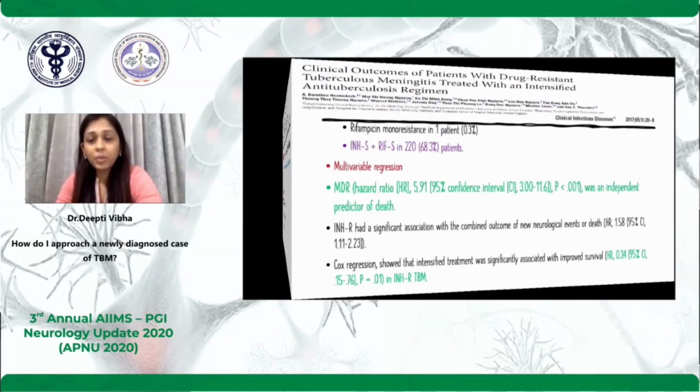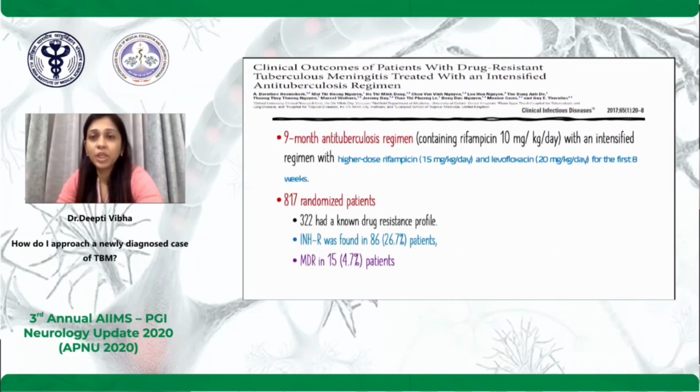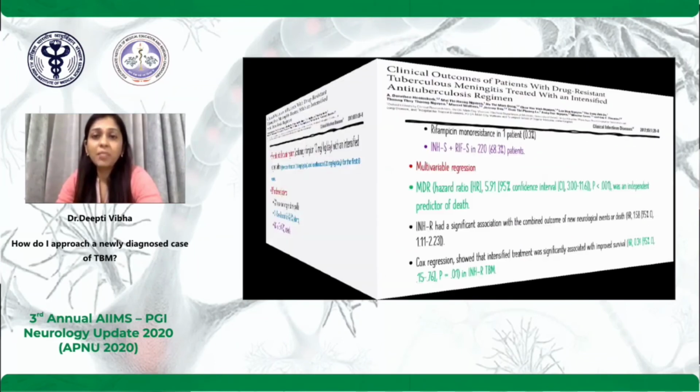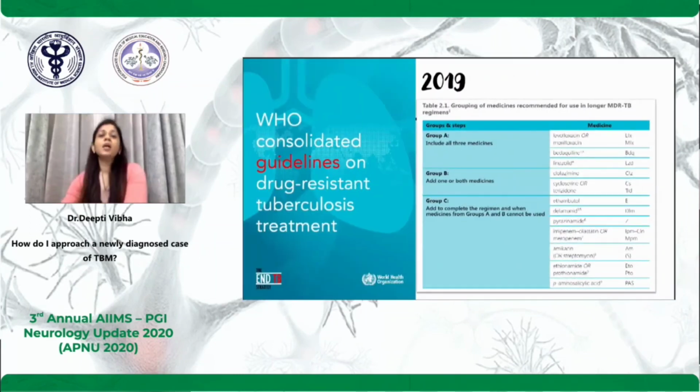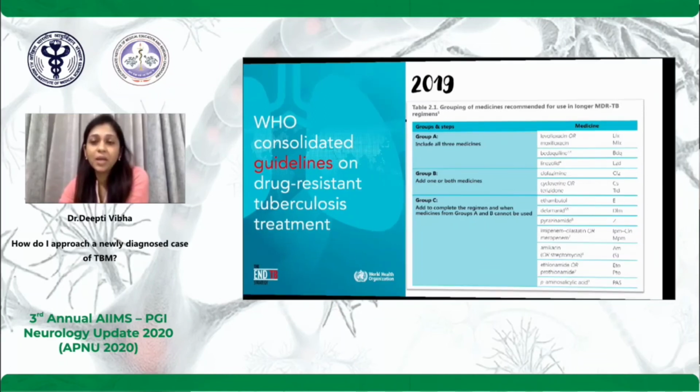Now, coming to the new thing which I want to share with residents: when it comes to MDR TB treatment, I'll not go through this study, but there is an update in the guidelines, which is quite radical, in the sense that we were always giving aminoglycosides as the mandatory treatment for multi-drug resistant tuberculosis. But the change is now group A, you have to include all 3 medicines: levofloxacin, bedaquiline, and linezolid. Group B, 1 or both medicines: clofazimine and cycloserine. And group C has the rest of the bag: ethambutol, pyrazinamide, imipenem, amikacin, ethionamide, PAS.